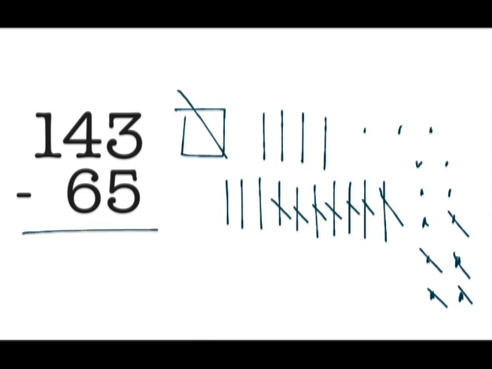Let's take a look at what I have left. I'm going to use a different color so we can see. I have 10, 20, 30, 40, 50, 60, 70, 71, 72, 73, 74, 75, 76, 77, 78. 143 minus 65 equals a difference of 78.